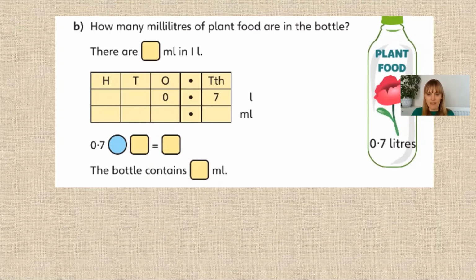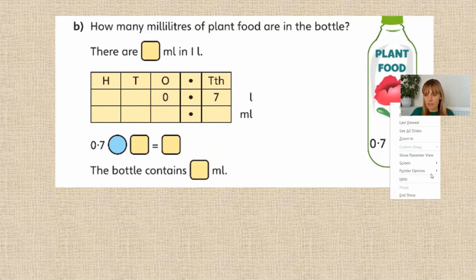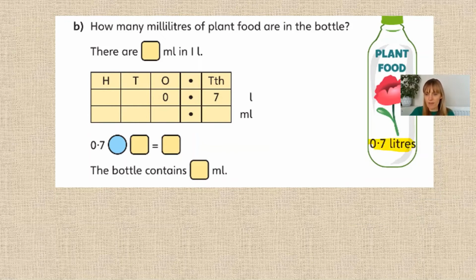Now, part B says how many milliliters of plant food are there in the bottle. Now, you can see down here, I just get my highlighter, in the bottle, we've got 0.7 litres. Now, in our question, it has said how many milliliters. Ooh, there's my siren going off on my hat. Ooh, different units. So we can't just write an answer of, say, 0.7 litres. We've got to change it into milliliters.